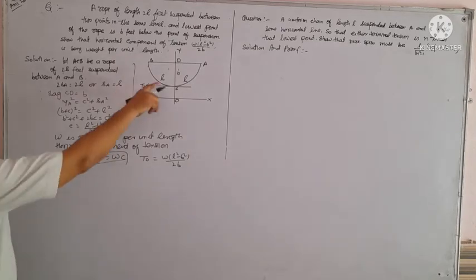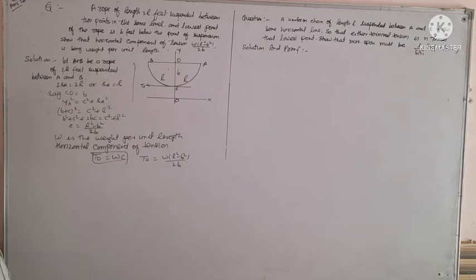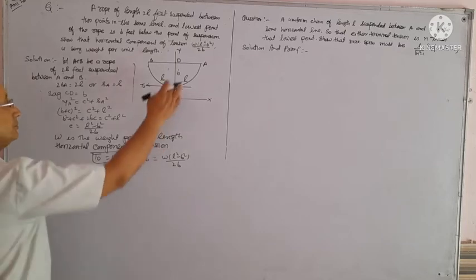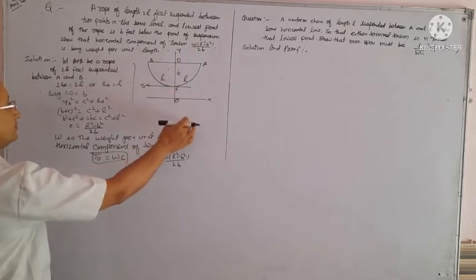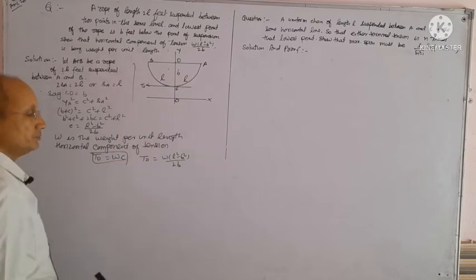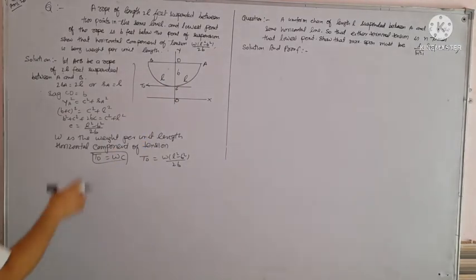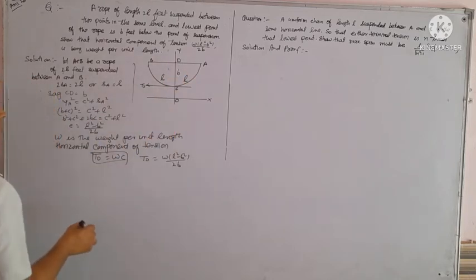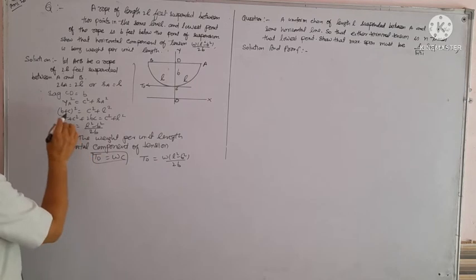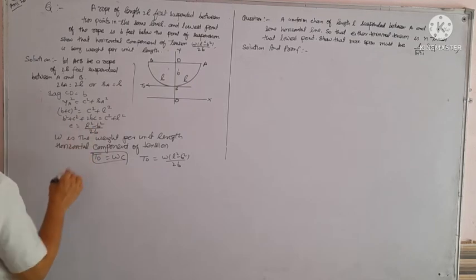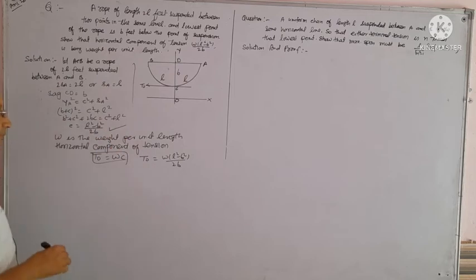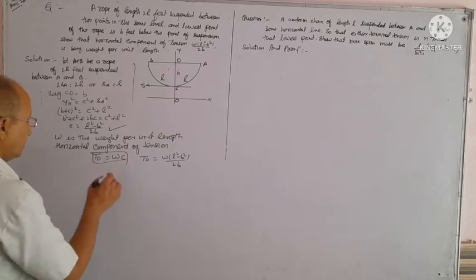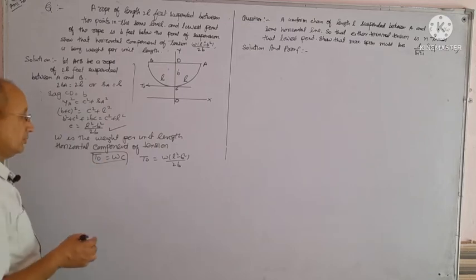By this figure, ACB is a rope whose ends A and B are fixed, CD is the length of chain, 2S equals 12, S equals L. Using this formula, YA, the vertical distance from O to A, is OC plus CD, that is B plus C, whole square equals C square plus L square, and simplifying. W is the weight per unit length of the rope, horizontal component of tension T naught equals WC. Putting the value of C, hence proved.